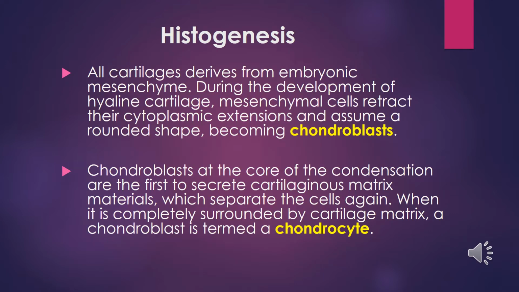A very important question is histogenesis. All cartilages are derived from embryonic mesenchyme. In the early period of formation, mesenchyme cells lose their processes, become more oval, and form prechondroblasts. Next, chondroblasts produce collagen fibers and ground substance, and in future form chondrocytes.